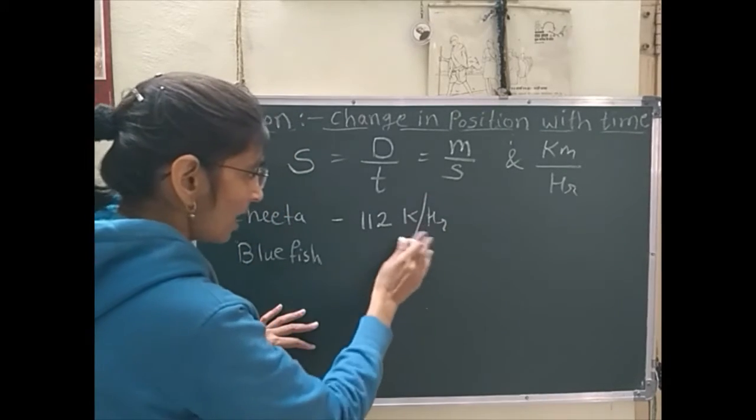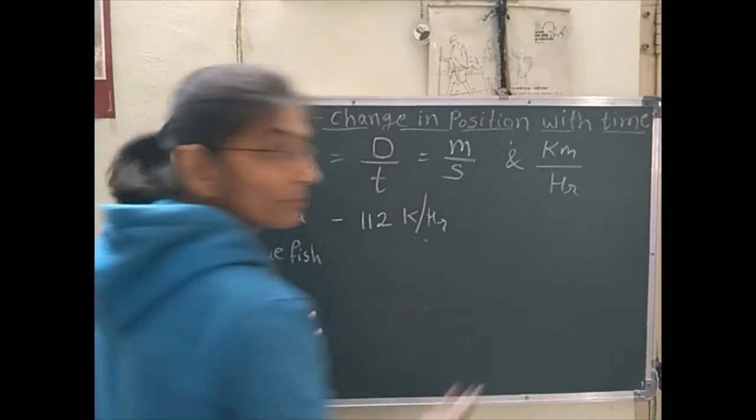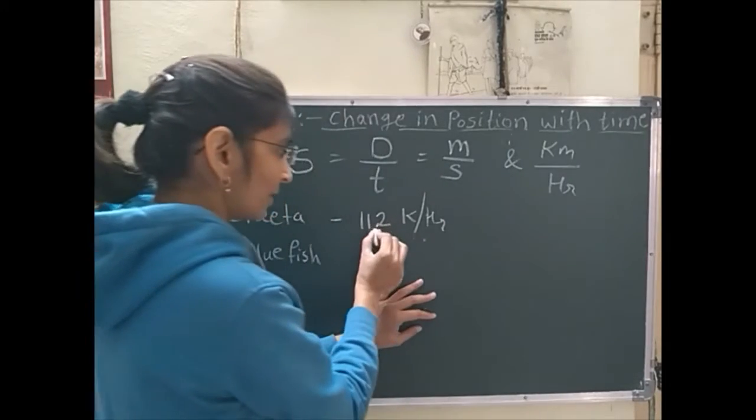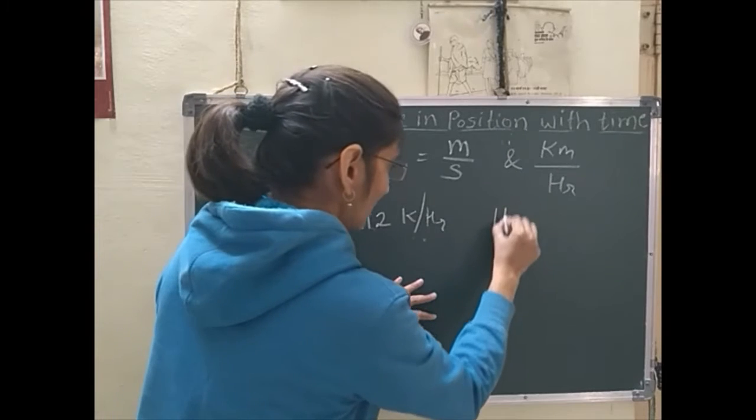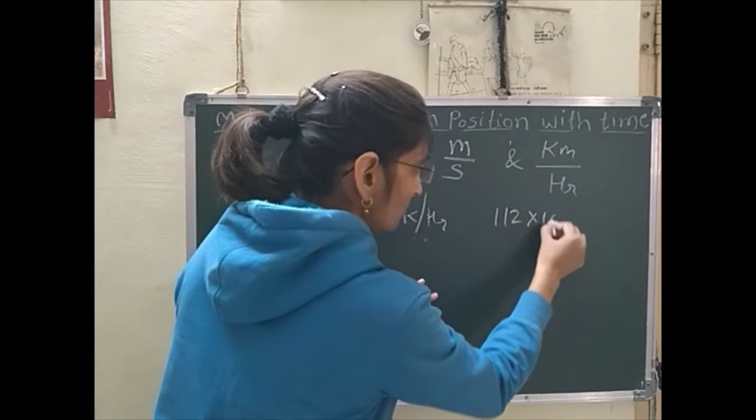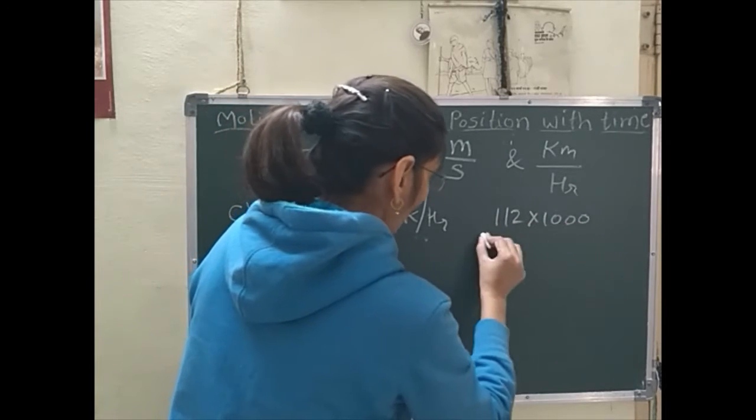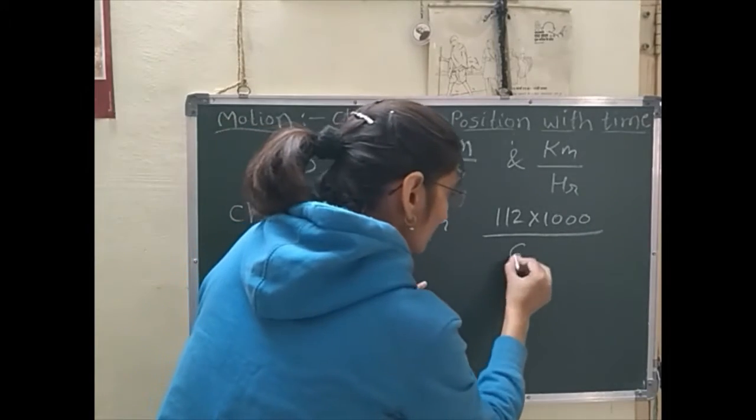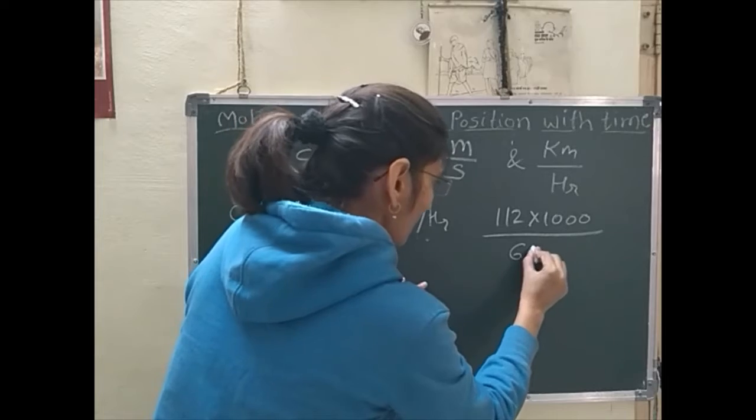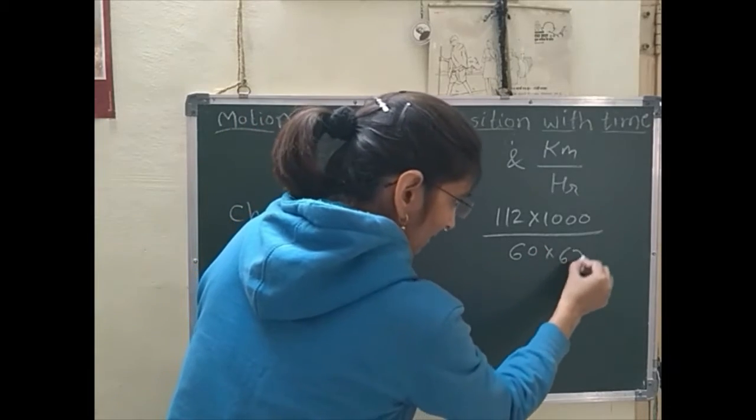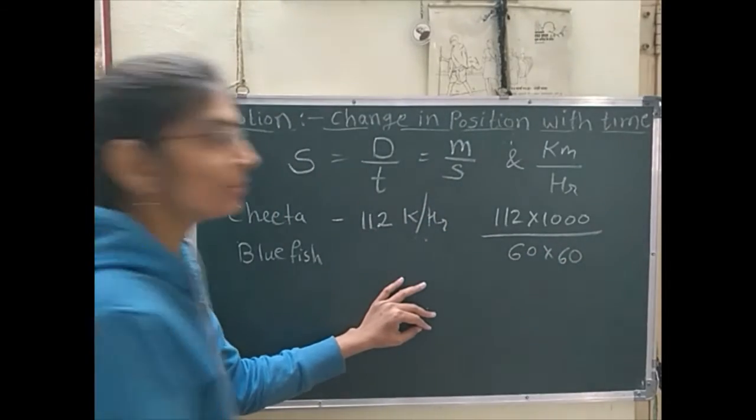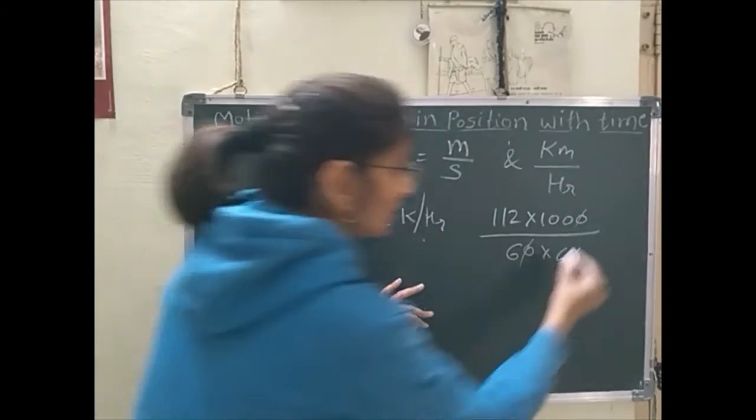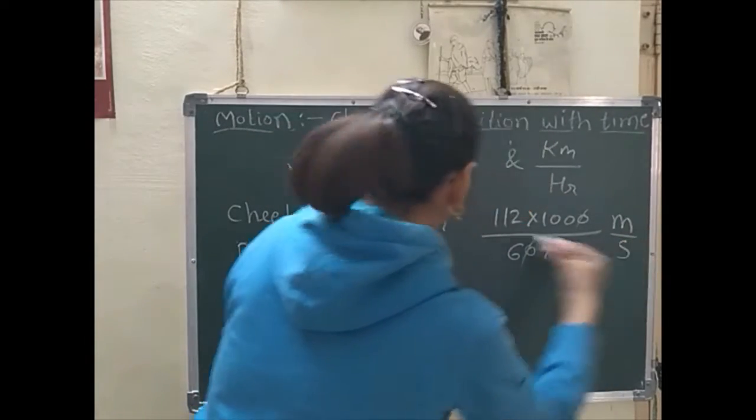Kilometer per hour. So for meter per second, what do we have to do? We have to convert this into meter. So how can we do it? 112 multiplied by 1000 we have to do here. And for hour to second, 60 multiplied by 60, that we have to do here. Yes, in this manner we can do the calculation for meter per second.